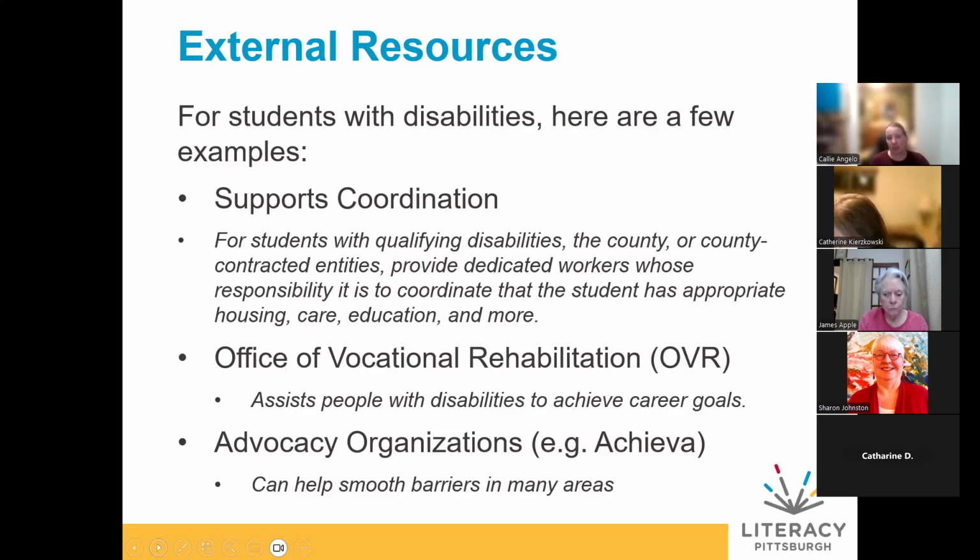A third option here are advocacy organizations. An example of this is Achieva. They can help smooth barriers in many areas of the individual's life. And sometimes they'll have contracts with other organizations to offer things like buddy systems for your first day at college so that you don't get lost. There are a number of other scenarios there, but there are too many to announce here.